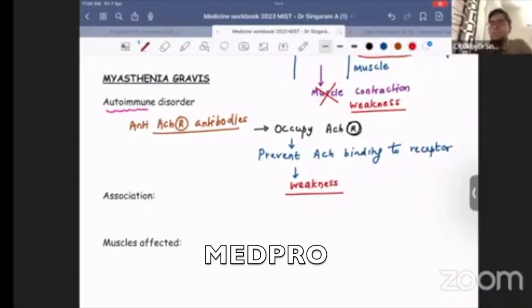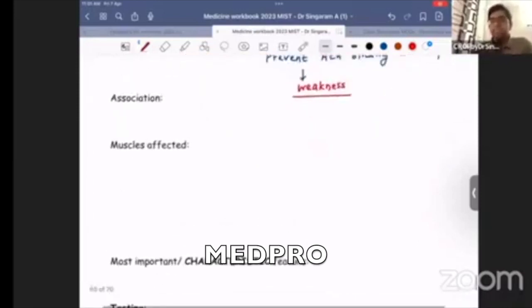Okay, fine. So that is the basic problem in myasthenia gravis, where the patient has antibodies against the acetylcholine receptor in the muscle. That's all. Now, one association, it's not for all patients. In some patients it is noted that they can have thymoma. Thymoma means a tumor of the thymus gland.